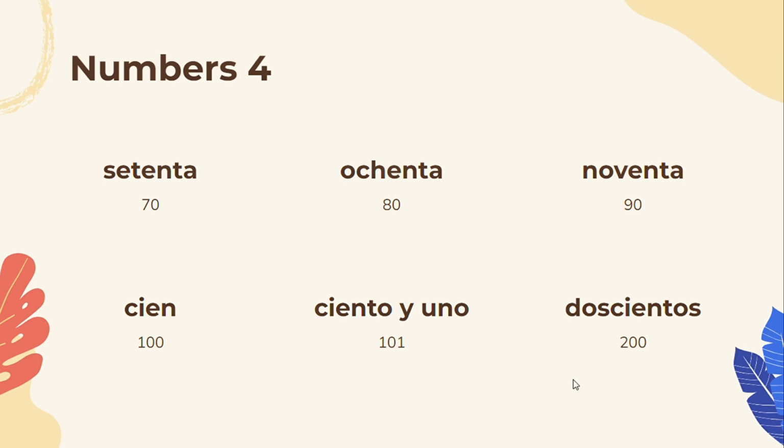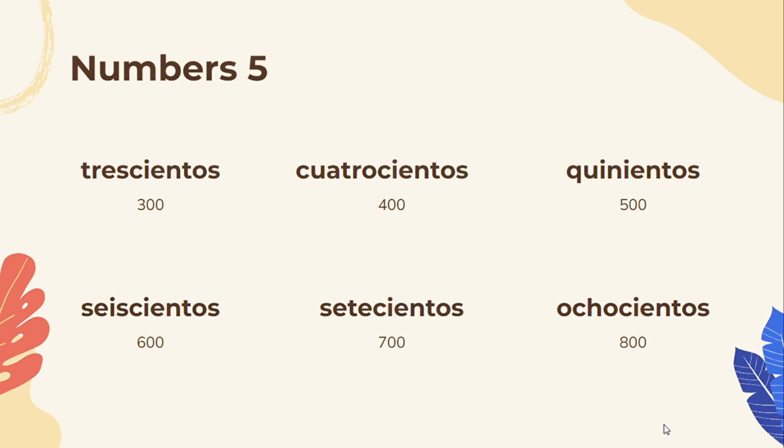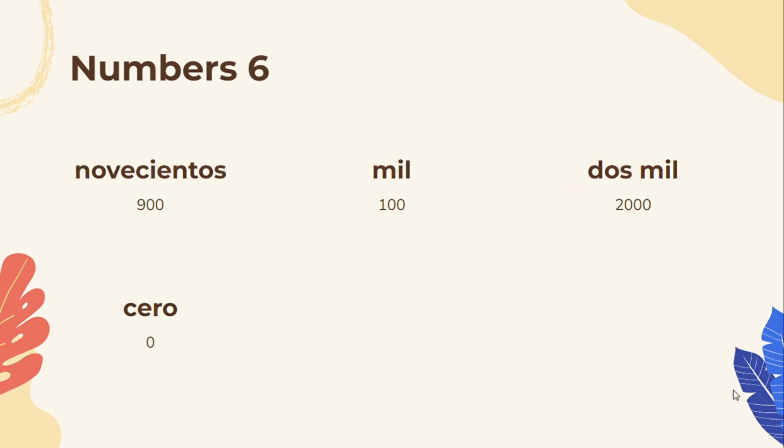For 200, doscientos. 300 is trescientos. 400 is cuatrocientos. 500 is quinientos. 600 is seiscientos. 700 is setecientos. 800 is ochocientos. 900 is novecientos. 1000 is mil. 2000 is dos mil, and so on.